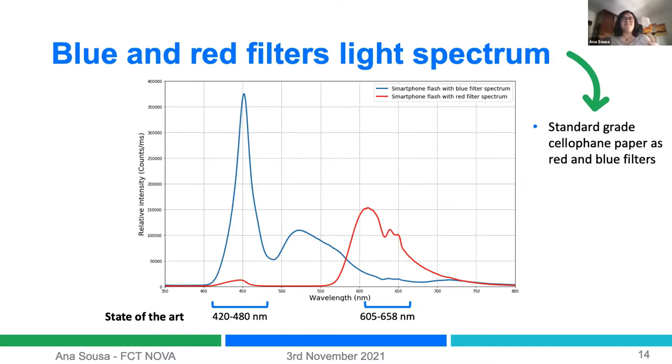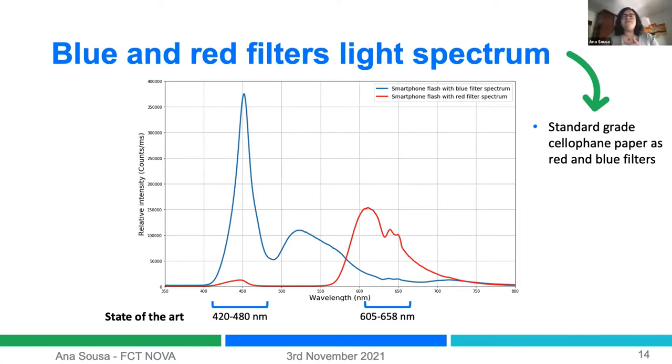In terms of the chromatic stimuli, we are using standard grade cellophane paper as red and blue filters because it's easy to find and cheaper for now, and we measured the spectra of the flashlight of the smartphone with those filters, and it's according to the state of the art for chromatic pupillometry. So we know that these filters are enough for what we are trying to do.